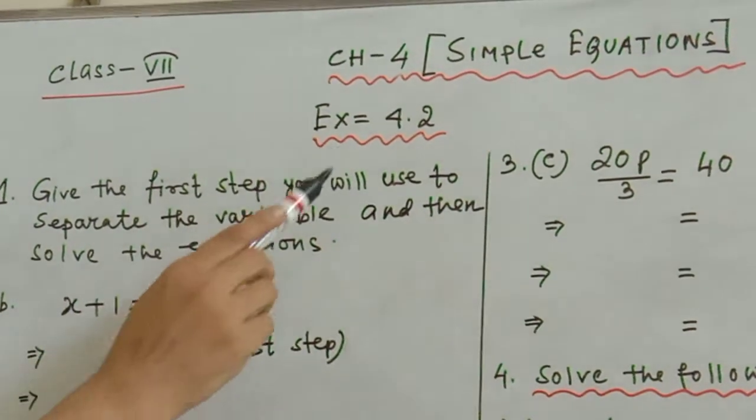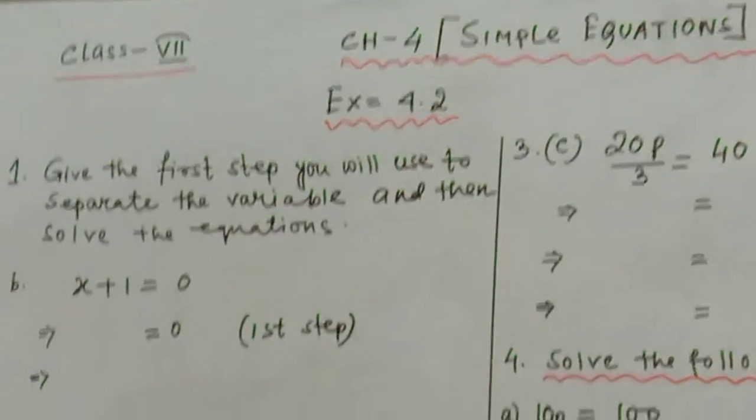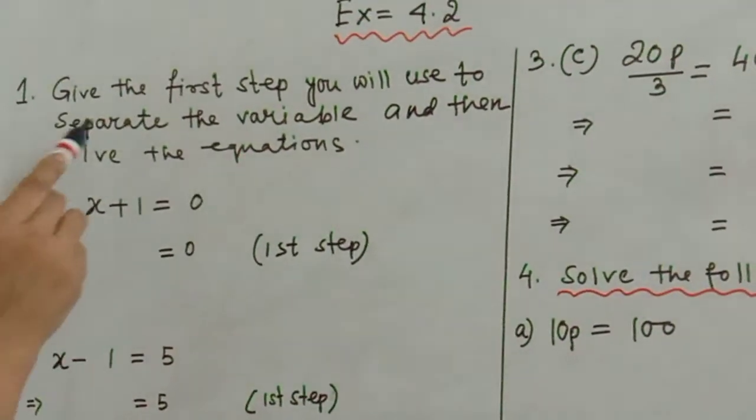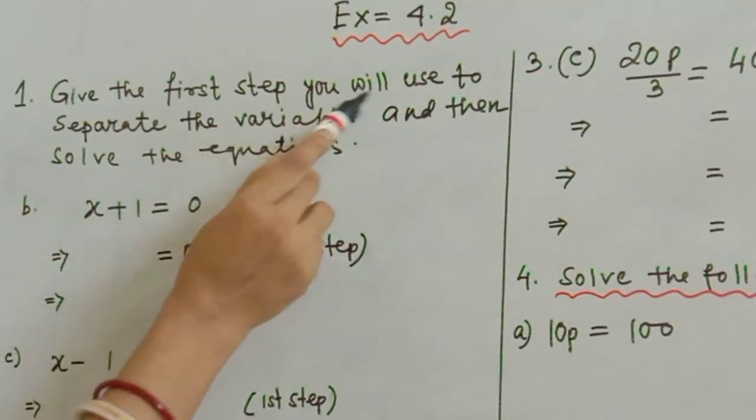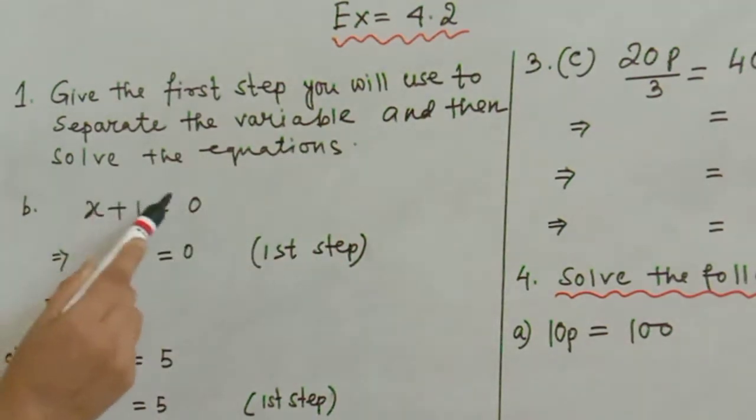Today we will do exercise 4.2, chapter 4, simple equations. Question number 1. Give the first step you will use to separate the variable and then solve the equation.